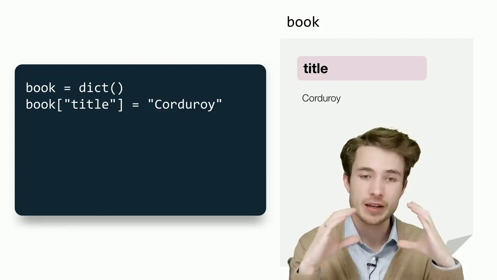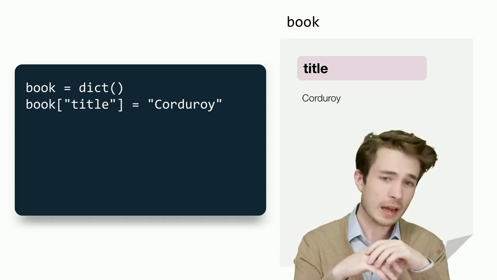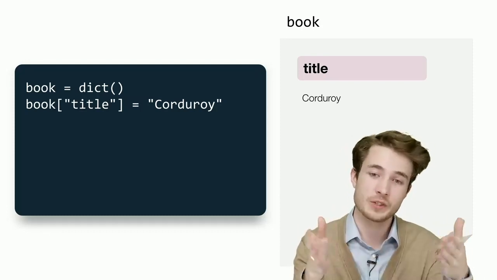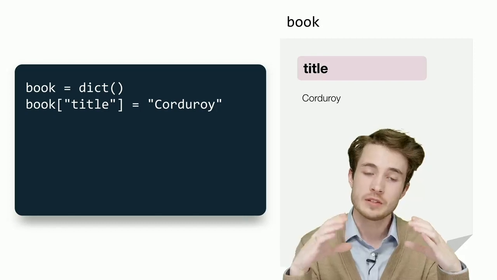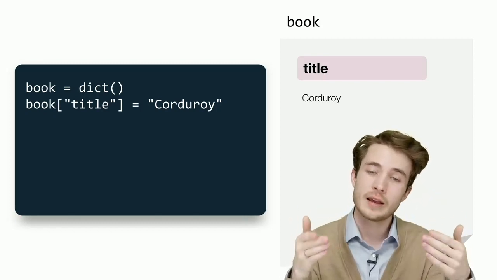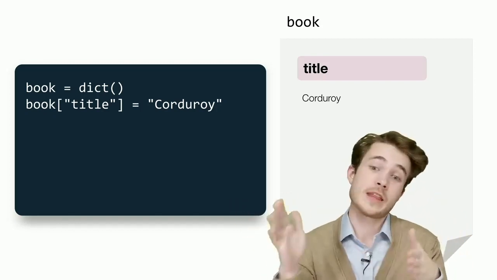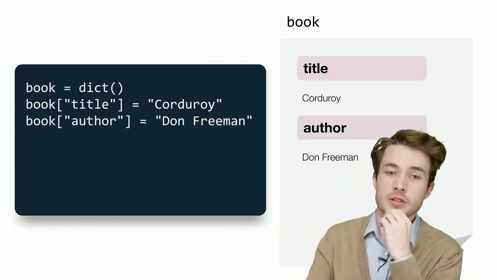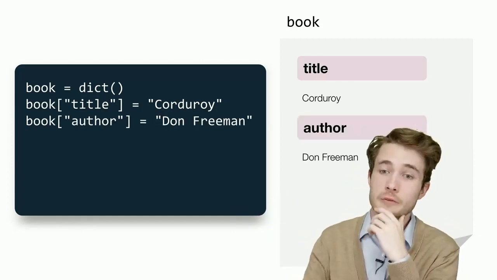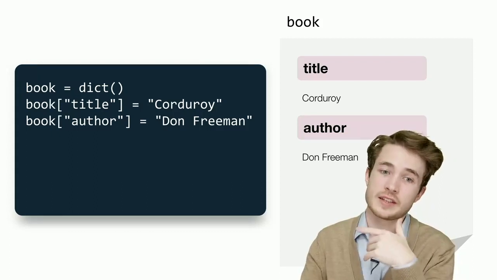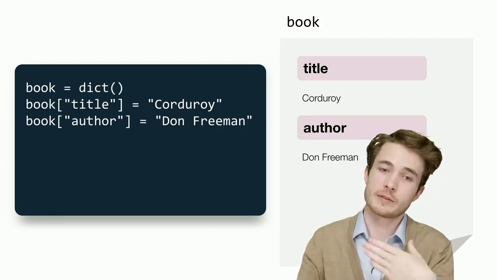So this bracket notation is back. But now, to add a key to a dictionary, we're going to use that. So we're going to say book bracket title to insert a new key called title and give it the value Corduroy. And we could also do it for the author. We could say book bracket author is Don Freeman in this case. So we're going to say that in this case, this book's author is Don Freeman.